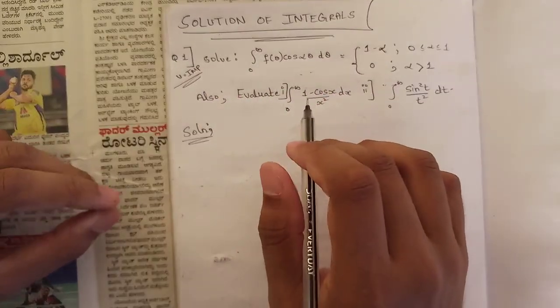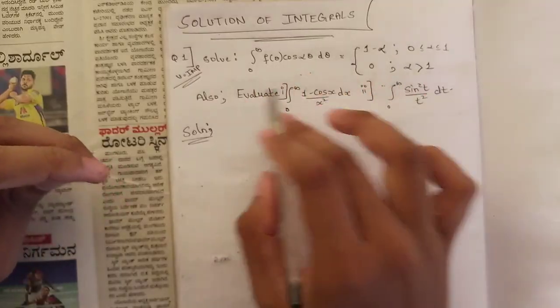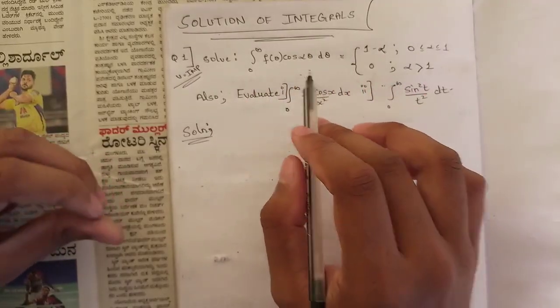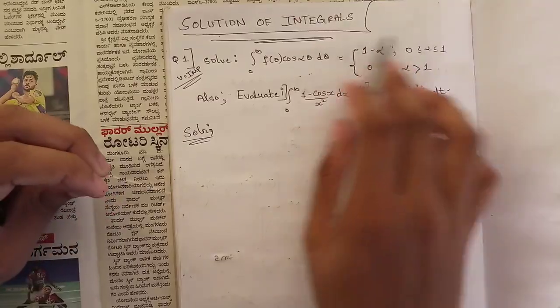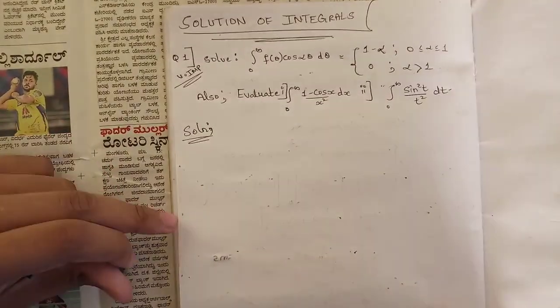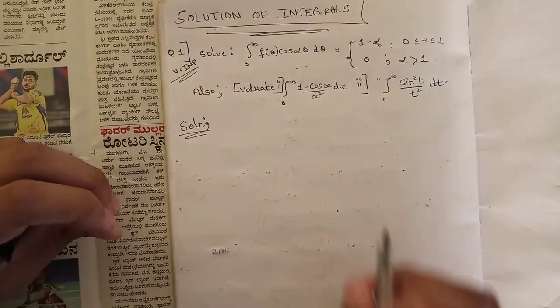First thing we need to do in these kinds of problems is identify whether it is a Fourier sine transform or cosine transform, and for this integral they would be giving certain values, and we need to know where to use these values.